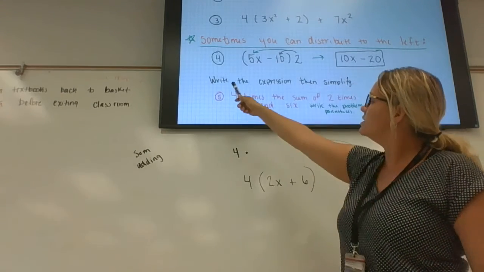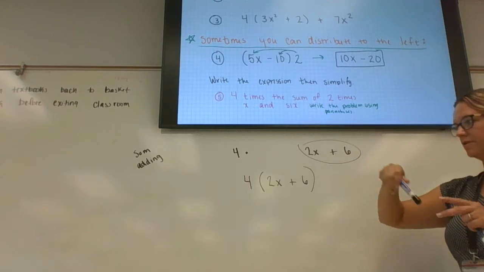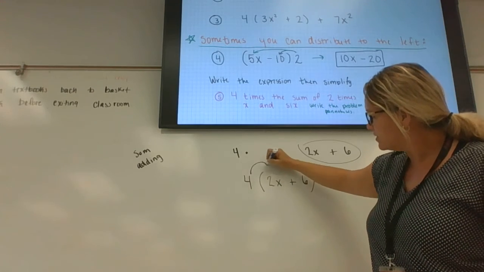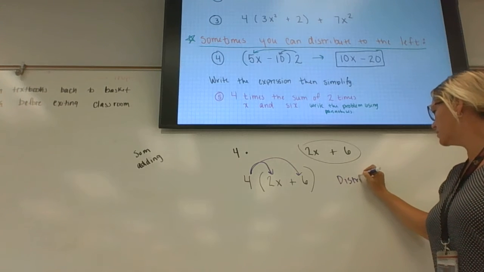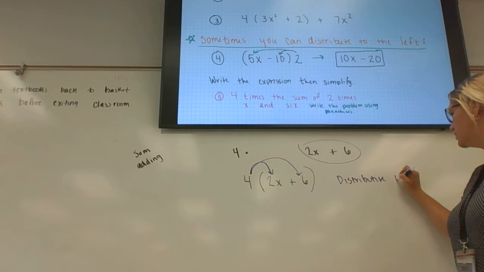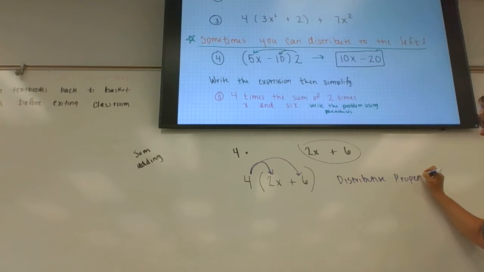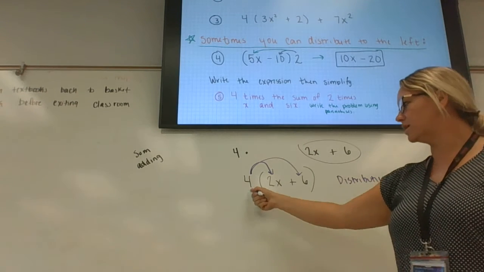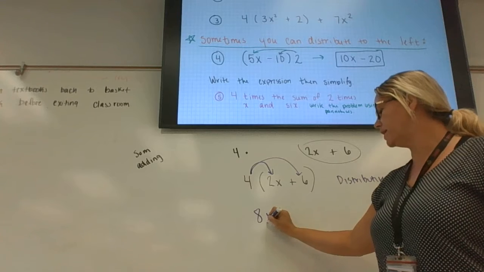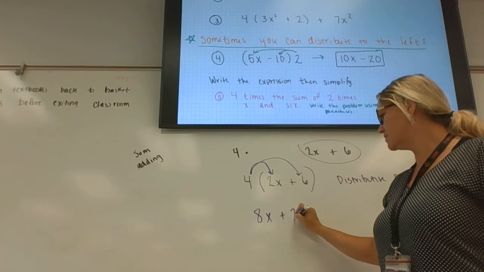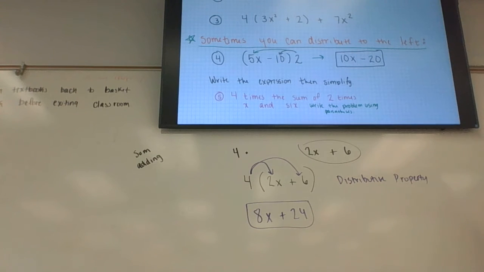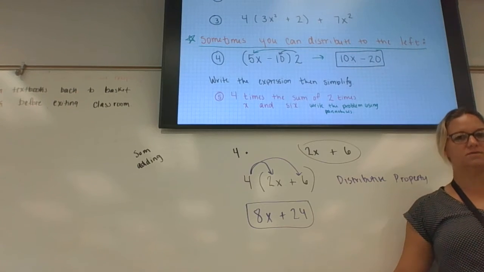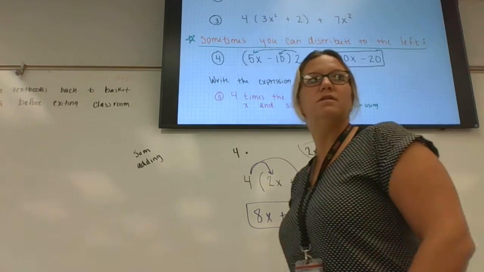So this was the problem. It says write the expression, then simplify. So to simplify, we'll do the distributive property. We're going to do 4 times 2 is 8, keep the x. 4 times 6 is 24. And it turns out that 4 times the sum of 2 times x and 6 actually looks like this in the end.